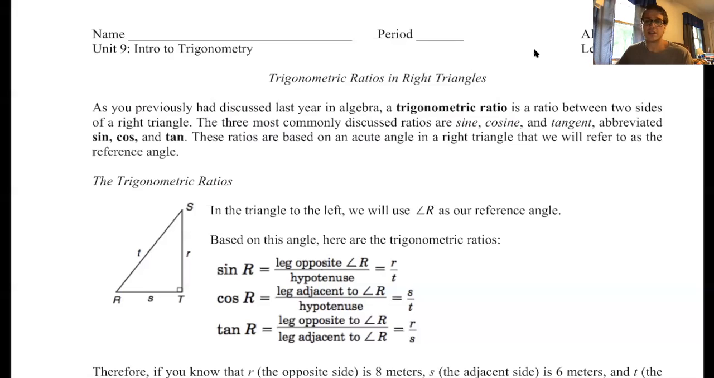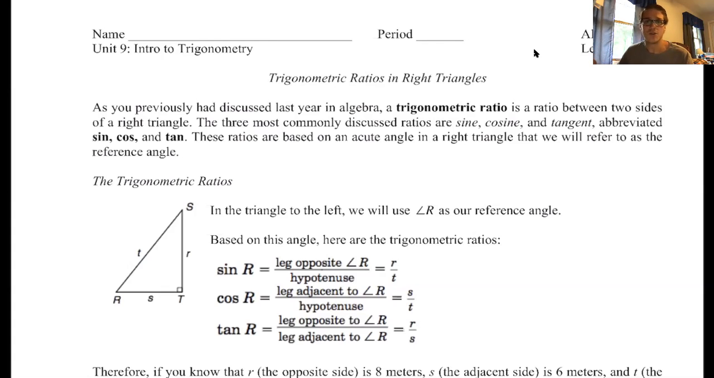As we discussed last year in algebra, or 2 years ago, and in geometry, a trig ratio is just the ratio between sides of a triangle. And the three most commonly discussed ratios are sine, cosine, and tangent, which we abbreviate as sin, cos, and tan. Please, when you see those, remember it's sine, cosine, and tangent. Truthfully, nothing makes me feel like I'm failing more as a teacher than when I hear sin, cos, and tan. So yes, those stand for sine, cosine, and tangent.